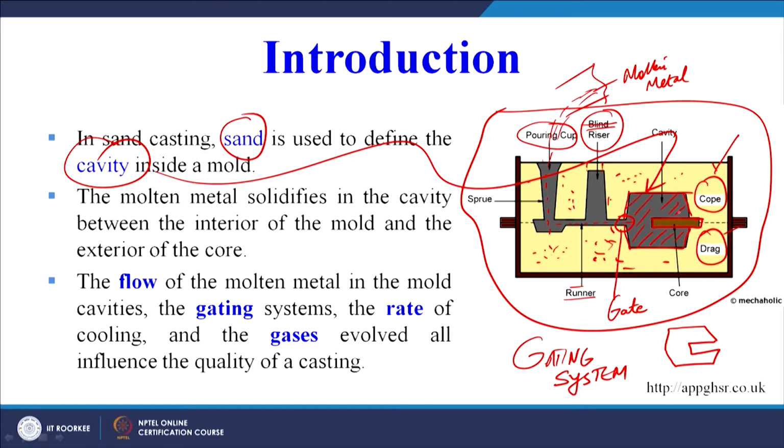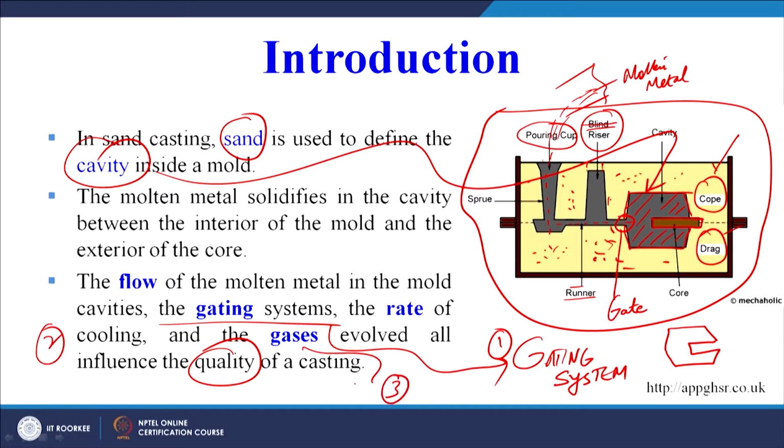The flow of the molten metal in the mold cavities has to be controlled by the gating systems, which I have already written here. So, the gating system, the rate of cooling, the gases evolved, all influence the casting or the quality of the casting. So, the gating system is an important parameter. Second is the rate of cooling or the solidification that takes place. The third one is the gases that are evolved. So, all these will define the quality of the casting that we are producing or the quality of the cast products.